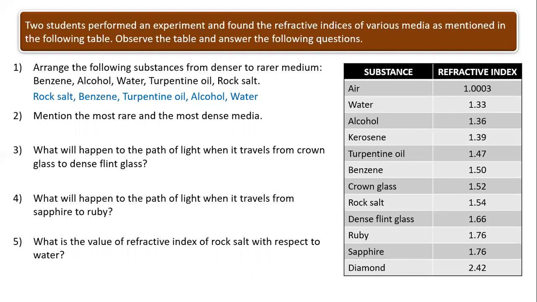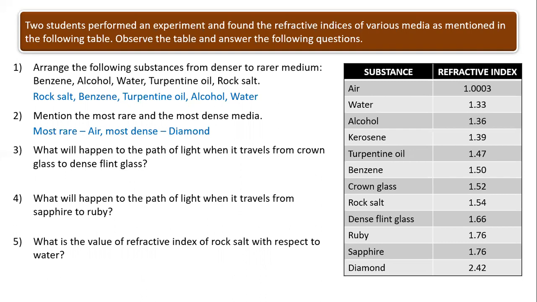As I told you all, more the refractive index, denser is the medium. The maximum refractive index is for diamond. So the densest medium here is the diamond. Lesser the refractive index, rarer is the medium. The least refractive index here is for air. So air is the rarest medium. So the most rare medium is air and the most dense medium is diamond.